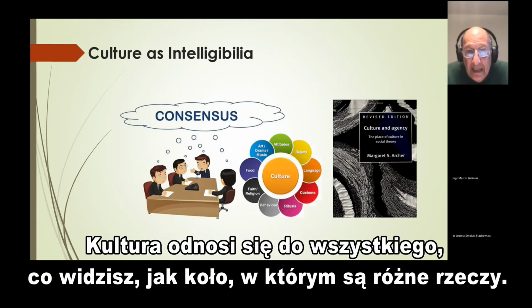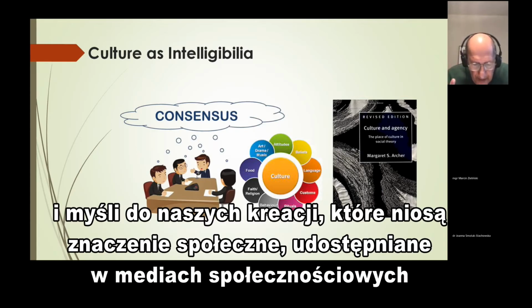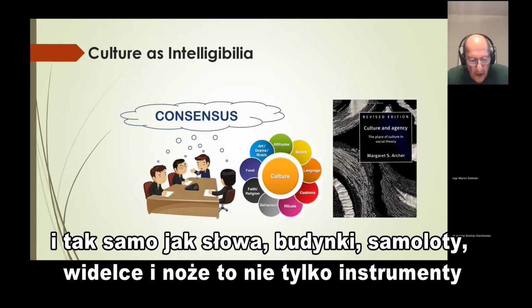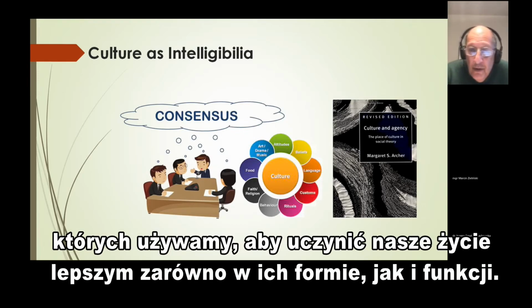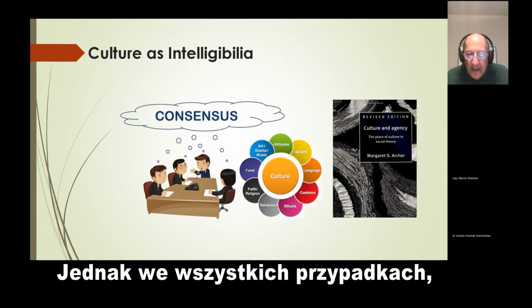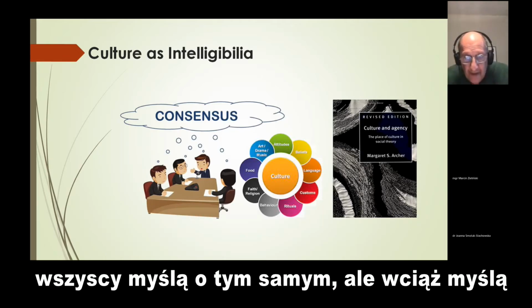Culture refers to anything. You see like a wheel there with different things. Culture refers to anything from our words and thoughts to our creations that carry social meaning, shared social meaning. So besides words, buildings, airplanes, forks, and knives are not just instruments we use to make our lives better. In both their form and function, they also convey meaning to us. In all cases, though, meaning is something subjective. If it's shared, we call it intersubjective, like you see there. They're all thinking the same thing, but they're still thinking.